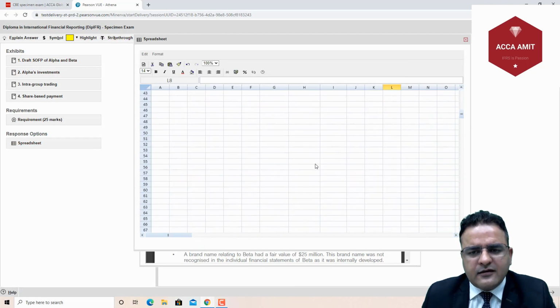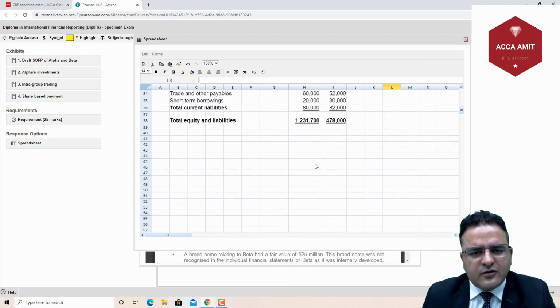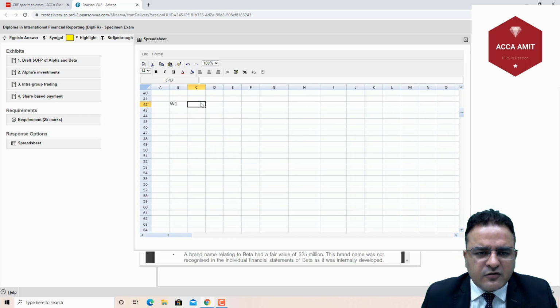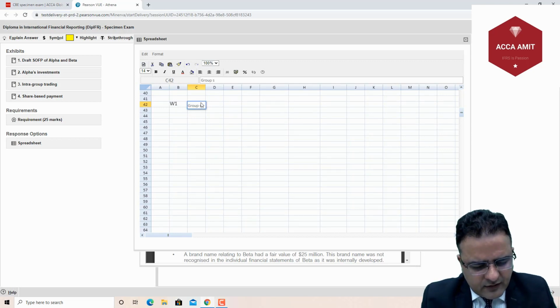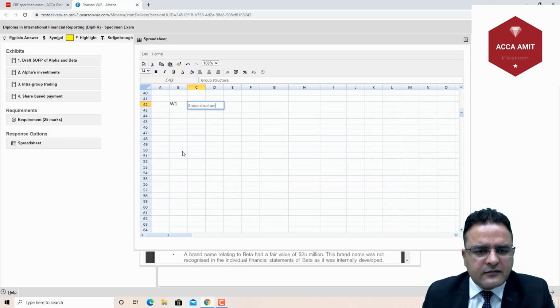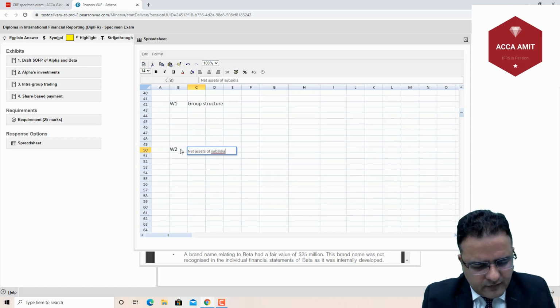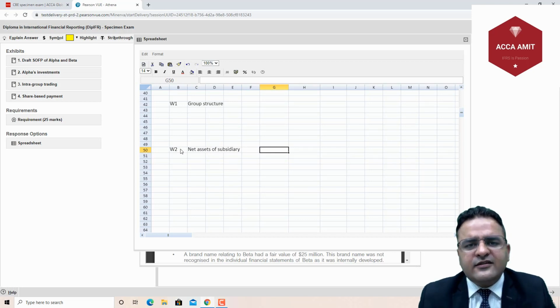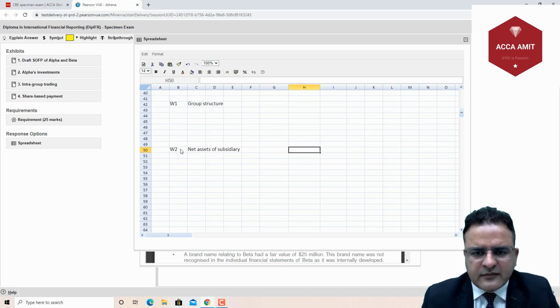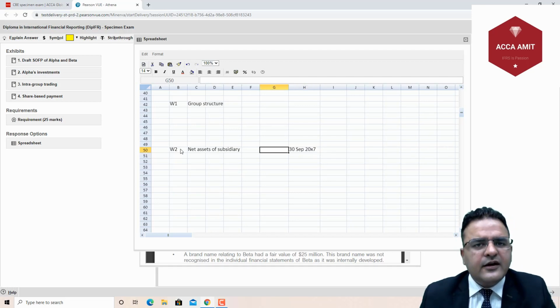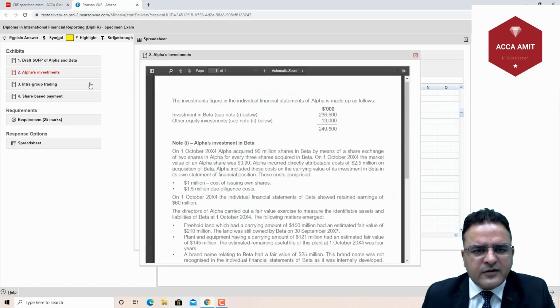Now in the spreadsheet, as I've always mentioned, we simply need to divide the question into 5 workings. And if you know these 5 workings, you can easily perform any question anywhere in the world. So the 5 workings are group structure, then leave some space and give some space to net assets of subsidiary. We need to present these net assets of subsidiary on date of acquisition and date of balance sheet. Date of balance sheet is provided to us, which is 30th September 20x7. What we need is the date of acquisition, which we get from Alpha's investments.